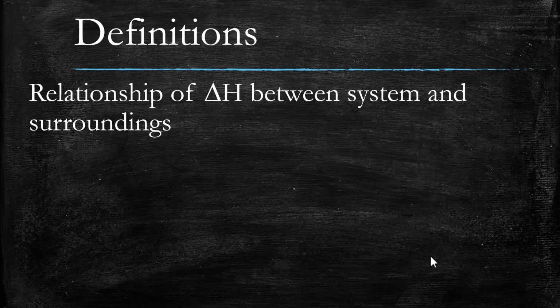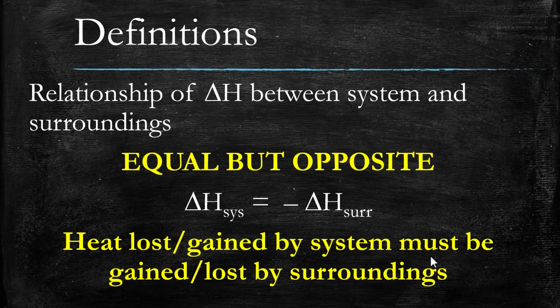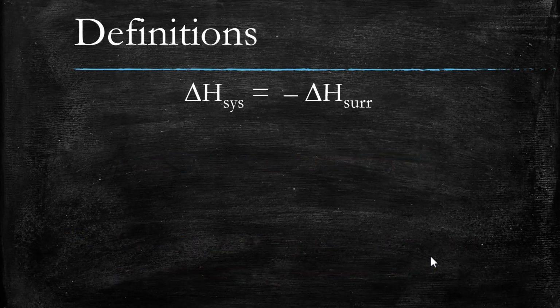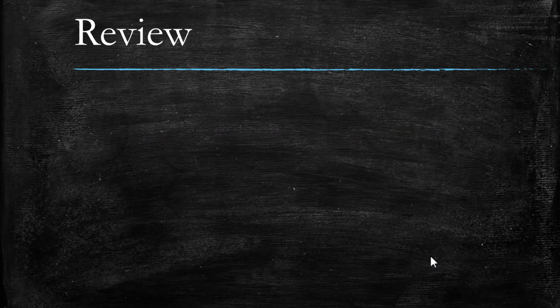Now, there is a relationship of the delta H between both the system and the surroundings. And this can be stated as equal but opposite, or delta H of the system is equal to the negative of the delta H of the surroundings. The heat lost or gained by the system must be gained or lost by the surroundings. This is just another way of stating the first law of thermodynamics. Energy cannot be created nor destroyed. It can only be transferred or changed. So that's the introduction to thermodynamics.